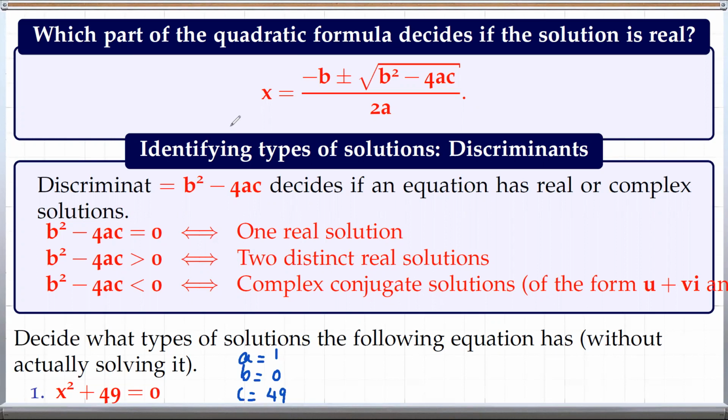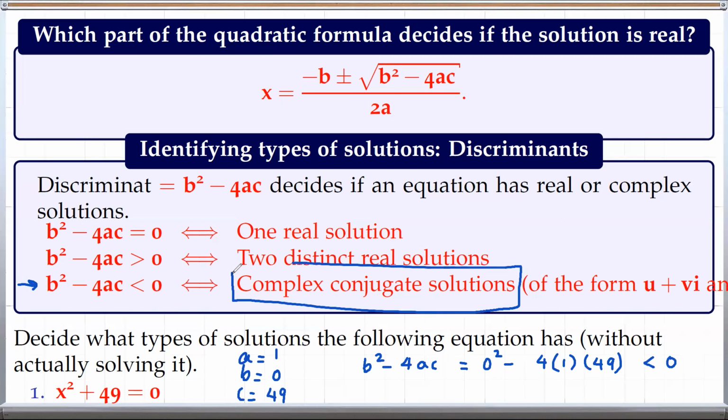So now we evaluate the discriminant, b squared minus 4ac. We have 0 squared minus 4 times 1 times 49. So this is definitely a negative number, because we have 0 minus some positive number. So we got the discriminant to be negative. So we are looking at this case, b squared minus 4ac less than 0. So we have two complex solutions of the form u plus vi and u minus vi.